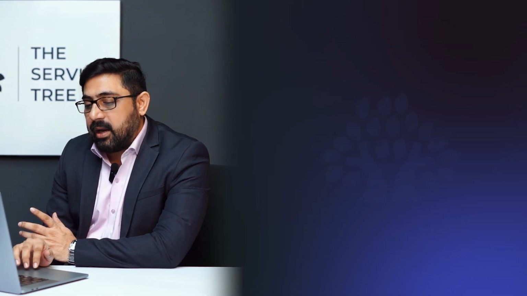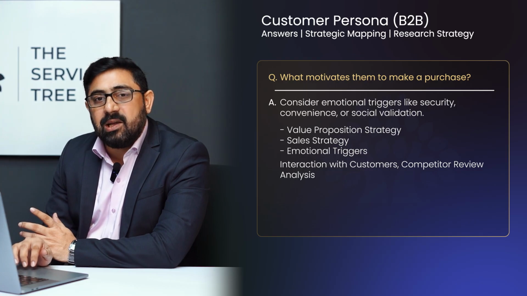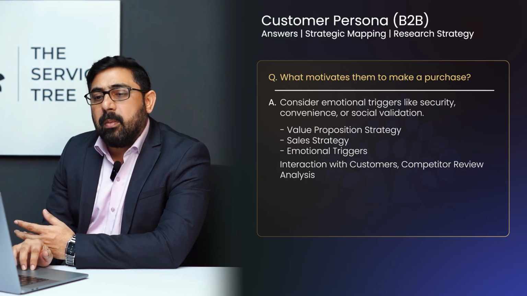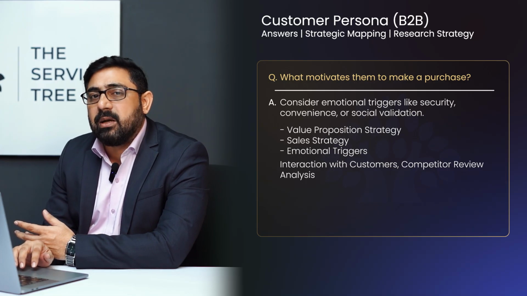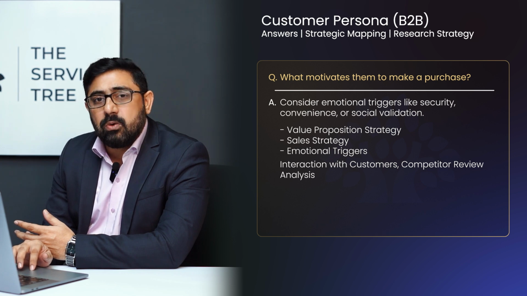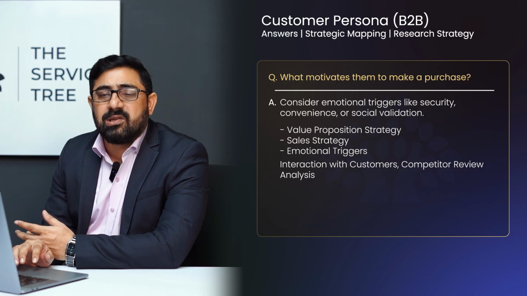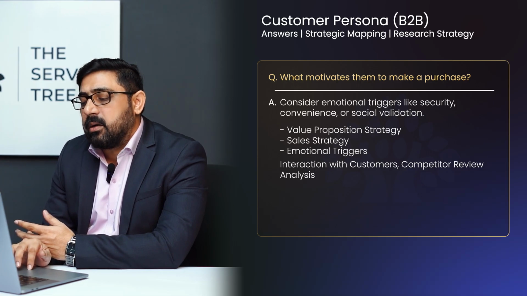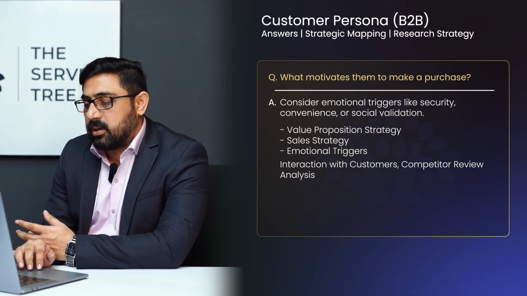For instance, we are going to A8, in which you talk about what motivates them to make a purchase. So for each customer, there could be a different motivation. But when you are talking in general, you'll be talking to the customers, interacting with them, and you will get to know what type of motivations there are to buy your services. So interaction with customers and competitor review analysis will help you out in answering this question.